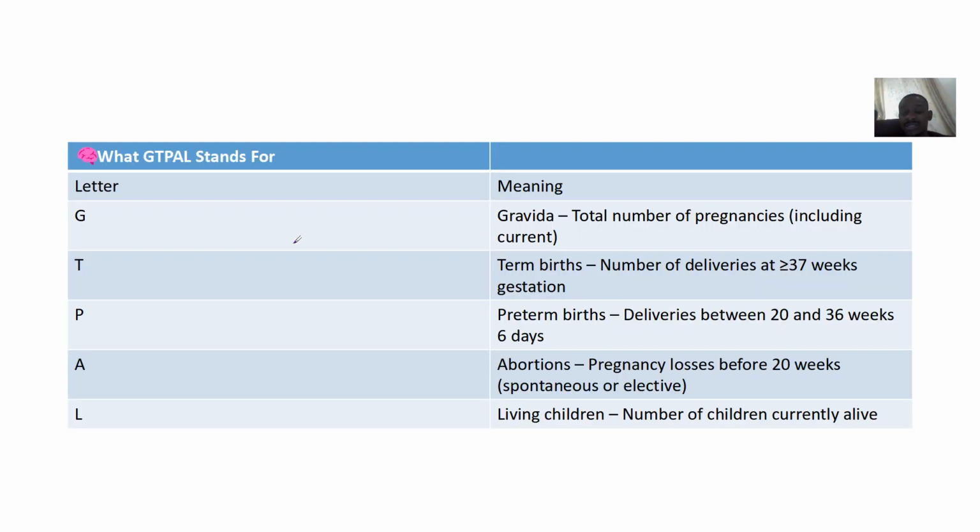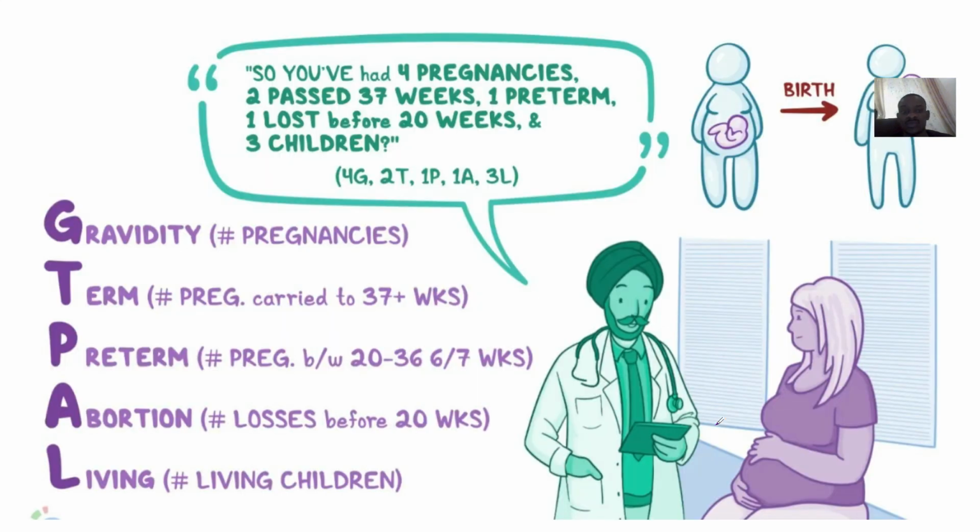So G is Gravida, the total number of times this woman has been pregnant. Term birth, how many of her pregnancies actually crossed the 37th week. Preterm birth, how many of her pregnancies didn't reach the term time, that's 37 to 41 weeks, but she gave birth within 20 to 36 weeks. Abortions, did she lose any pregnancy before week 20? Living children, how many of her children are alive, right?